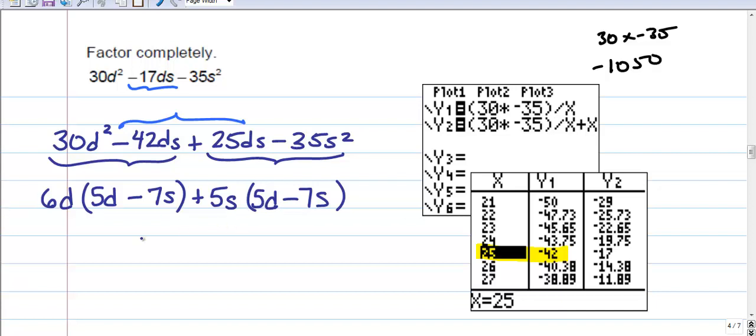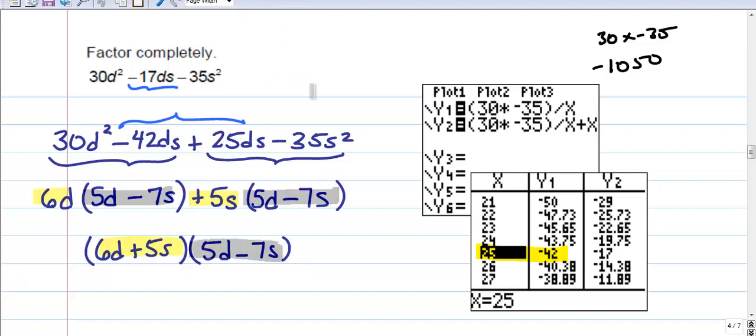And so lo and behold, I have a 6D and a 5S that I can group together and have it share 5D minus 7S. So they both have this in common. And by they, I mean this right here. So I've got this, I factored that out, and I was left with 5D minus 7S. So that's kind of a challenging factoring one. But to me, if you can factor something like this, then you're good to go.